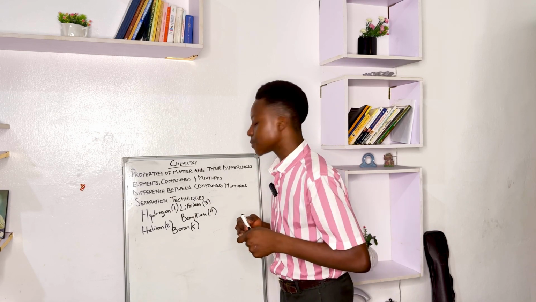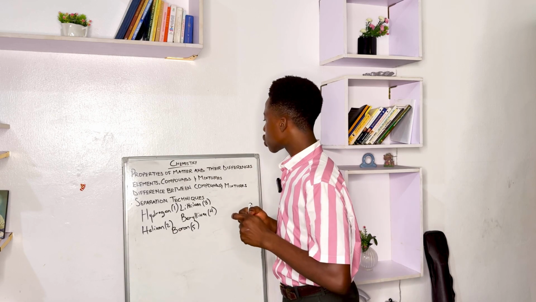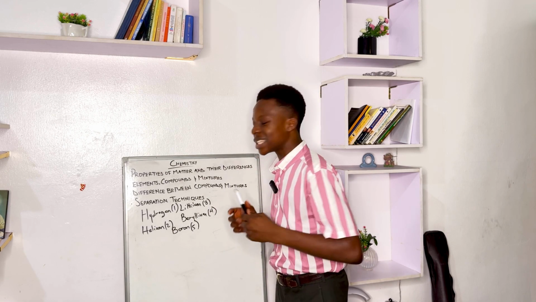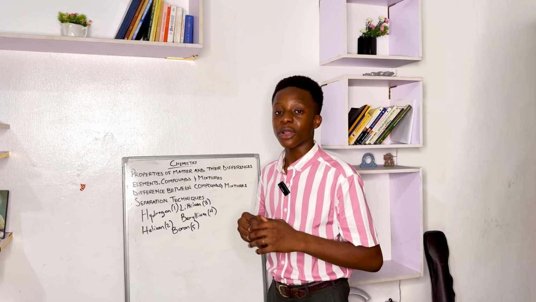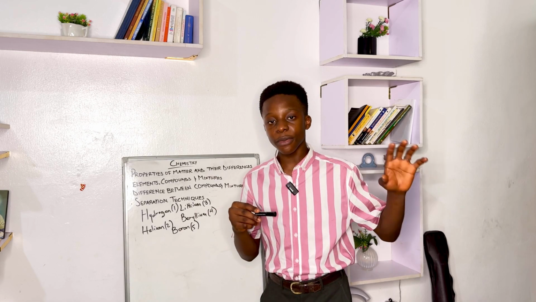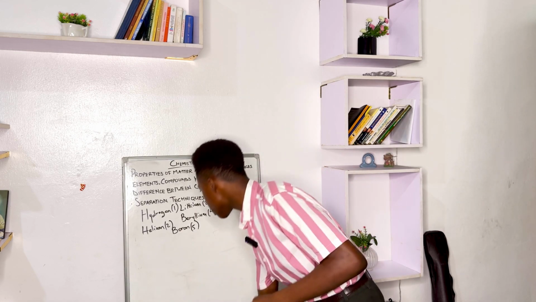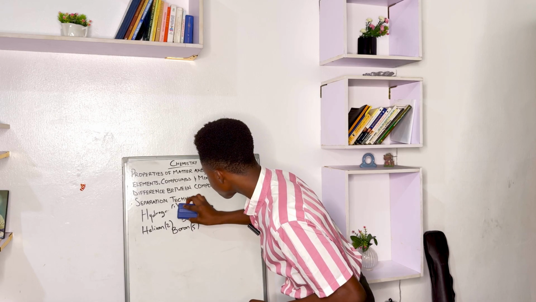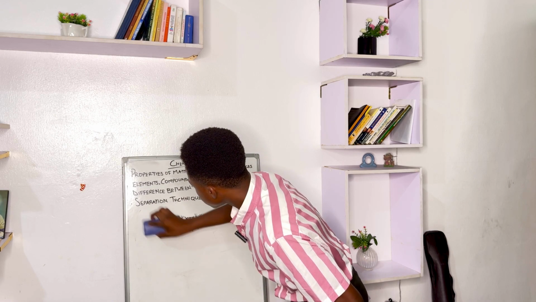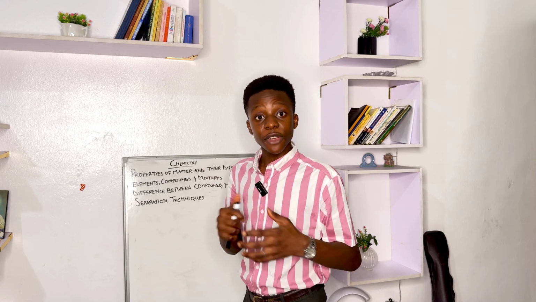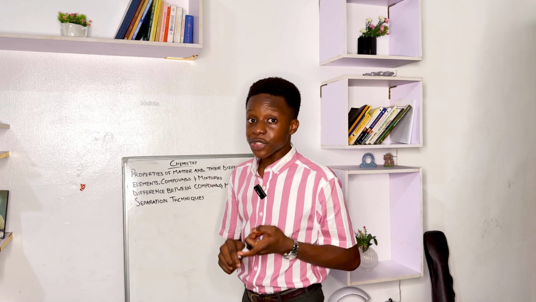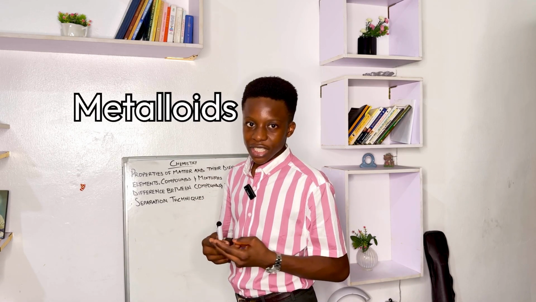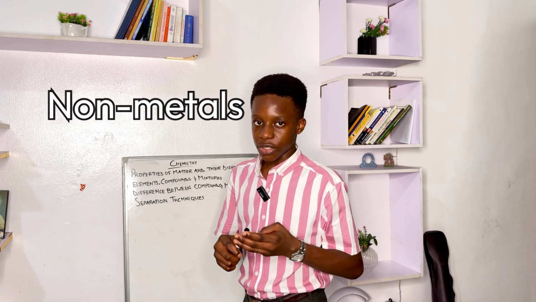Before we dive into compounds, I want to tell you how to identify different elements on the periodic table, at least for beginners, before we jump into the periodic table in later topics. So let me clean this up. There are different types of elements. There's the metals, there's the submetals or metalloids, and then there's the nonmetals.